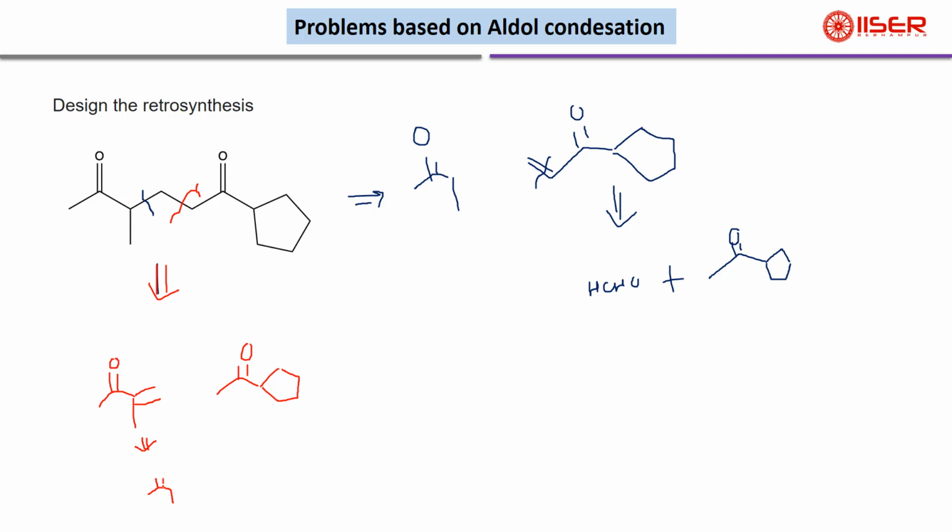So both the methodologies need one aldol condensation followed by a Michael addition. So these are two possibilities. We can plan the retrosynthesis of this compound.